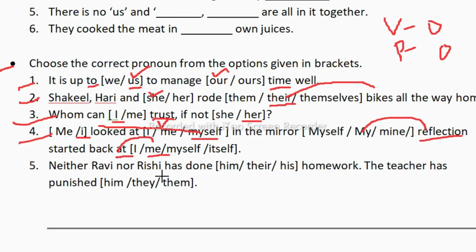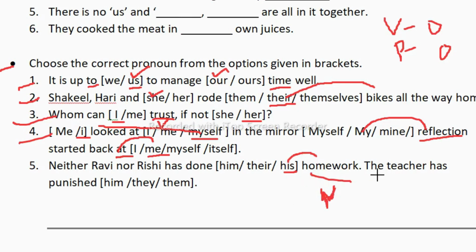Neither Ravi nor Rishi has done him or their or his homework. So here we have to take his homework, because we are talking about an individual person here. Why? Because when you come across neither nor, either or, you are separating the people while speaking, saying he is not, this one also not. So here we have to take the singular pronoun which is his. His is a possessive adjective, because a noun is here.